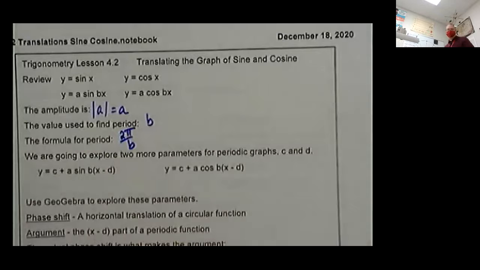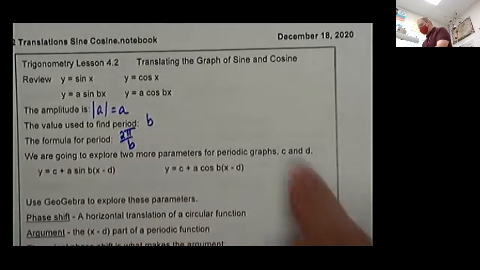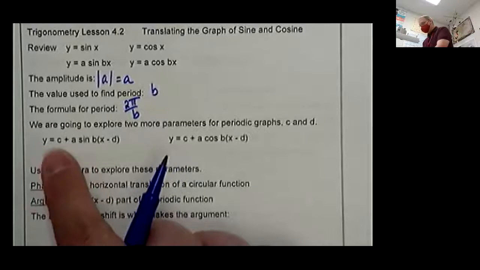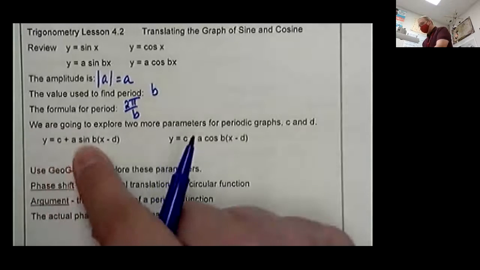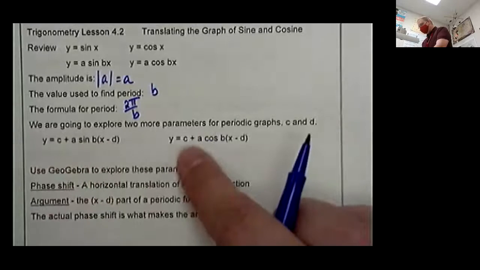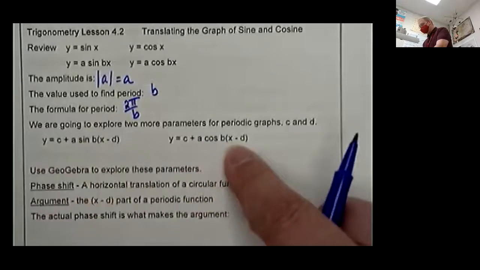We're now going to explore two more parameters for periodic graphs, c and d. And that's going to look like this: y equals c plus a times sine b quantity x minus d, and y equals c plus a cosine b times x minus d.